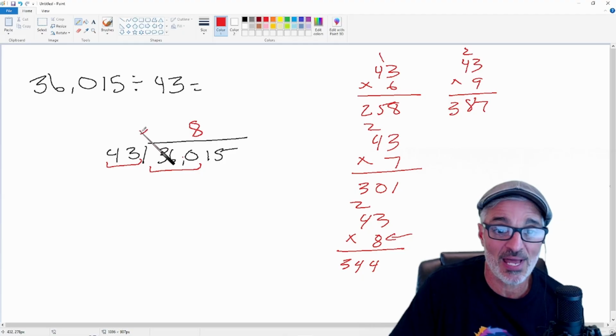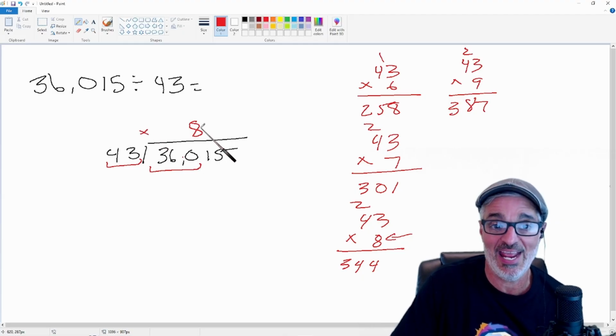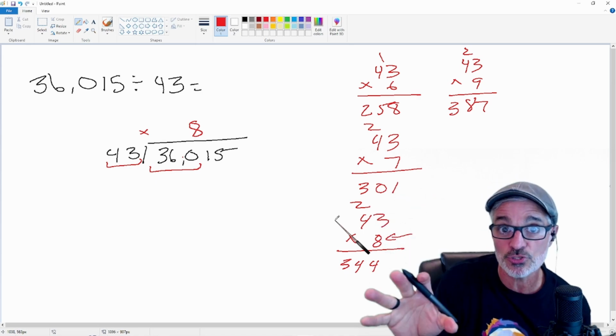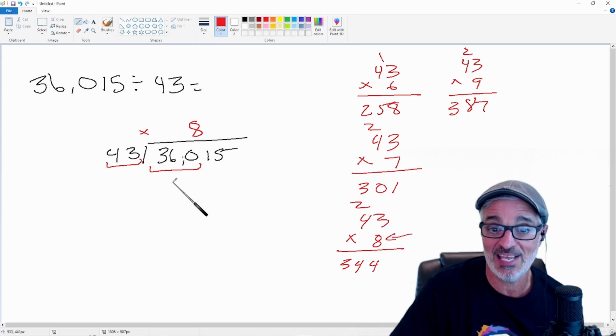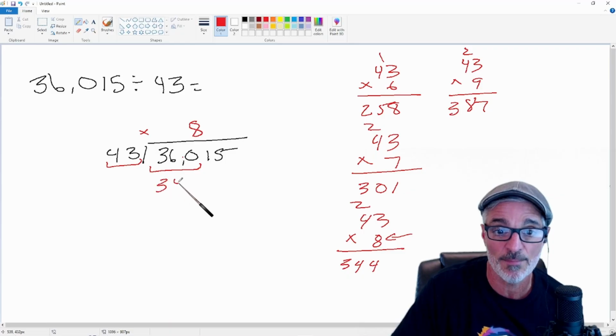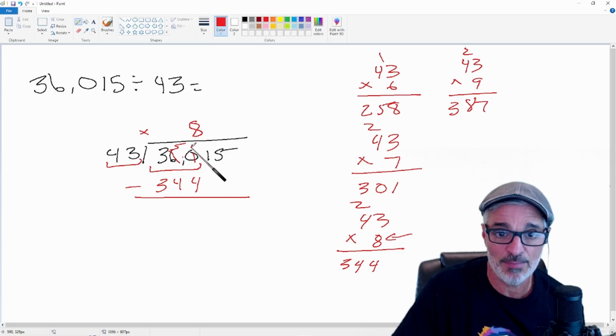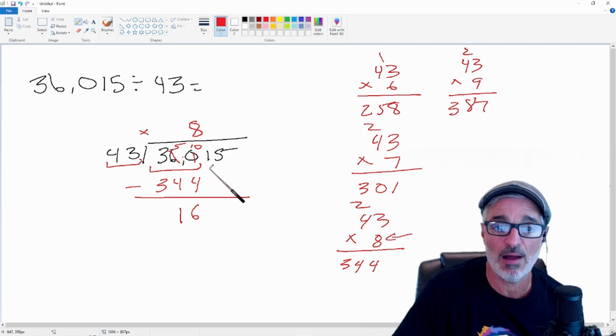And now I multiply the same way I did before. 8 times 43. I already have it here because I'm keeping my notes on my multiplication on the side. 43 times 8, that's 344. And now all I have to do is subtract. 0 minus 4, you can't. 10 minus 4, that's 6. 5 minus 4, that's 1. And 3 minus 3, that's 0. And now I'm going to drop the 1.